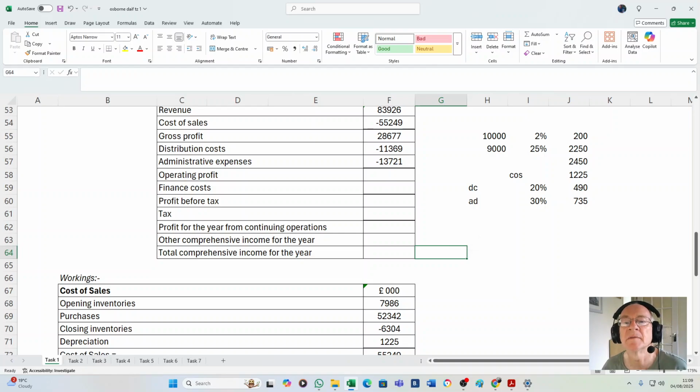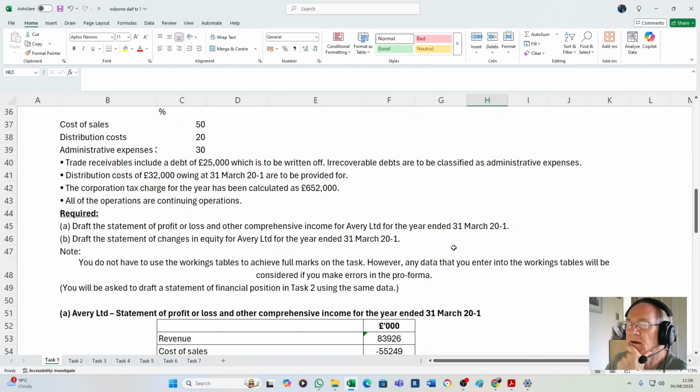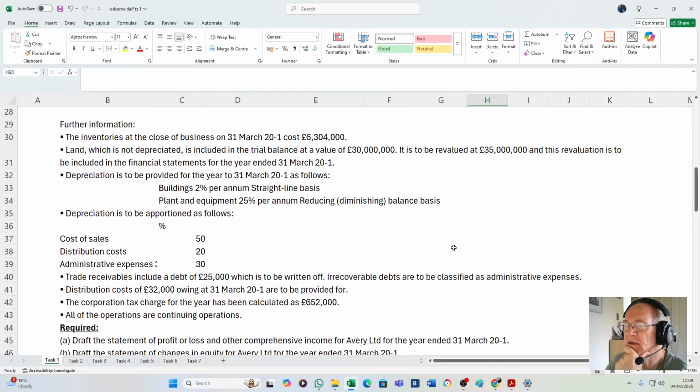So see if we can subtotal properly this time. Of course, in the exam it will probably subtotal for you. So 837. Alright, time to go back. Just double check. We haven't done the revaluation. We've used the closing inventory.